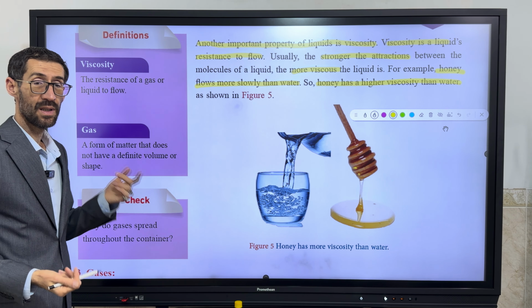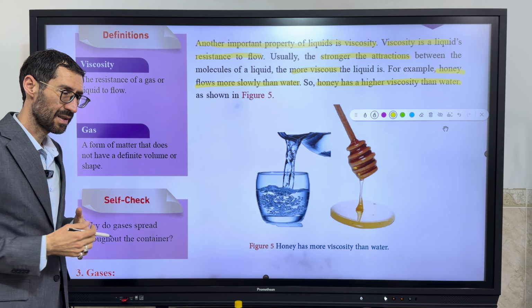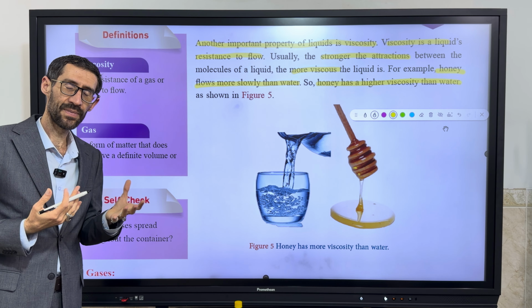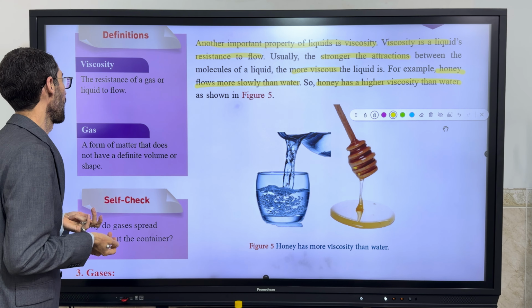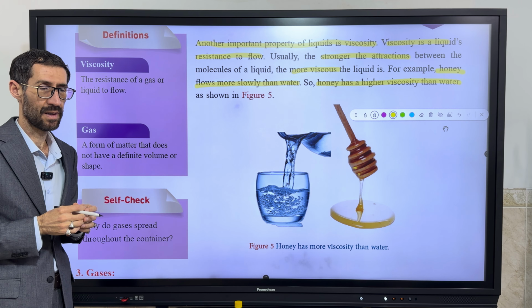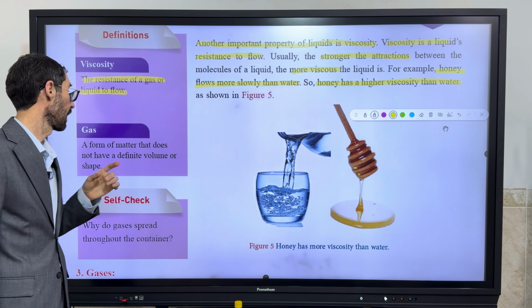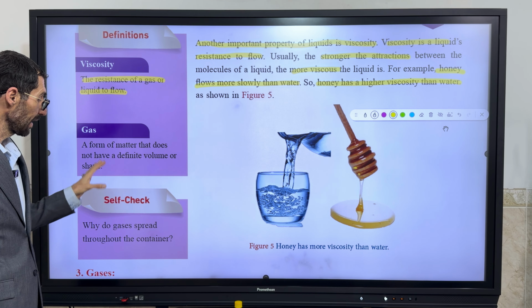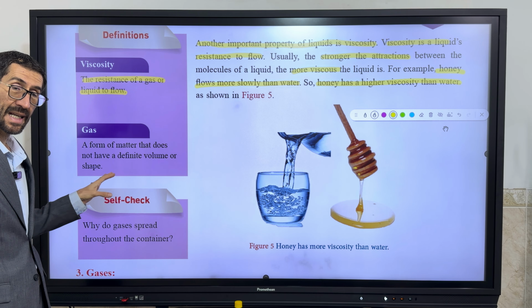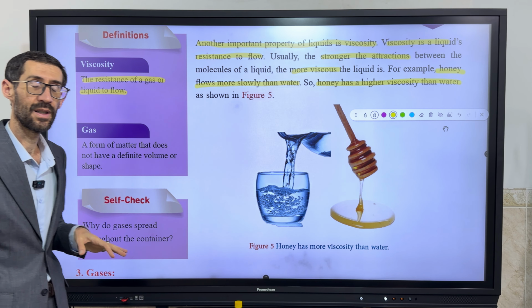That's it about the viscosity. I explained it. Actually, I gave you extra information, and it's enough about the viscosity. It doesn't need more explanation. I'm gonna leave the gas for the next lecture.